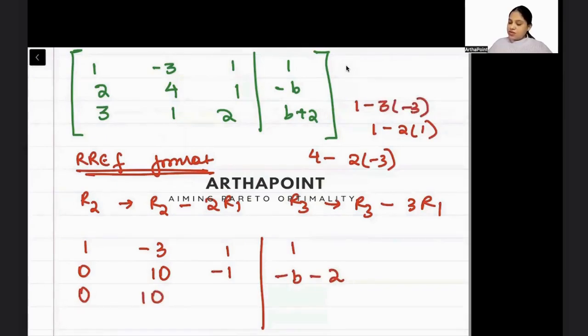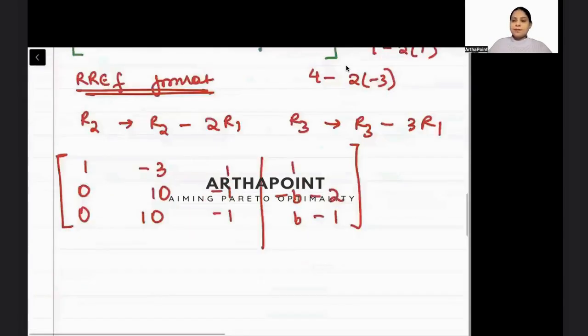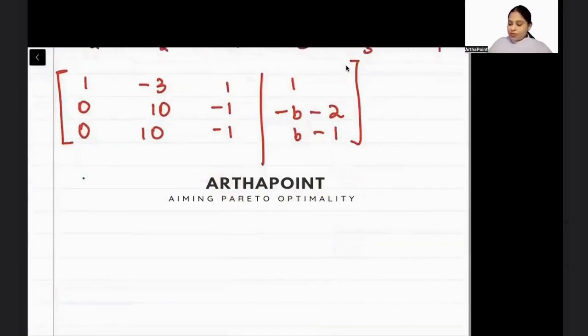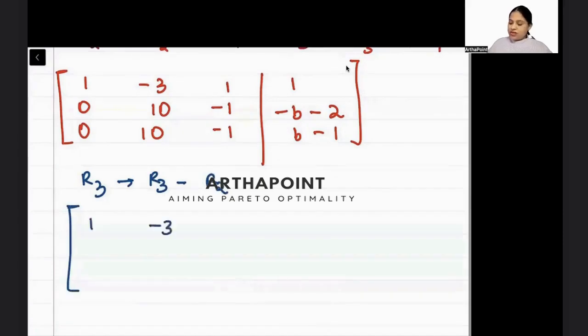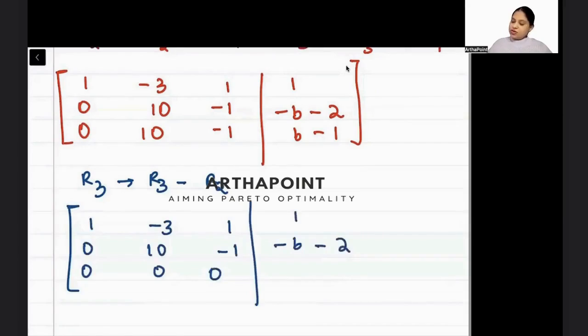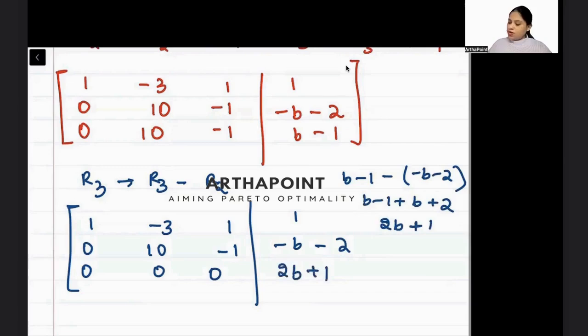2 minus 3 times 1, so minus 1, और ये हो जाएगा b plus 2 minus 3, तो b minus 1. क्लियर बेटा? ठीक है, अब हम कर सकते हैं R3 goes to R3 minus R2. तो क्या मिल जाएगा 1, minus 3, 1, 0, 10, minus 1, 0, 0, 0, 1, minus b minus 2, b minus 1 minus minus b minus 2, b minus 1 plus b plus 2, 2b plus 1.